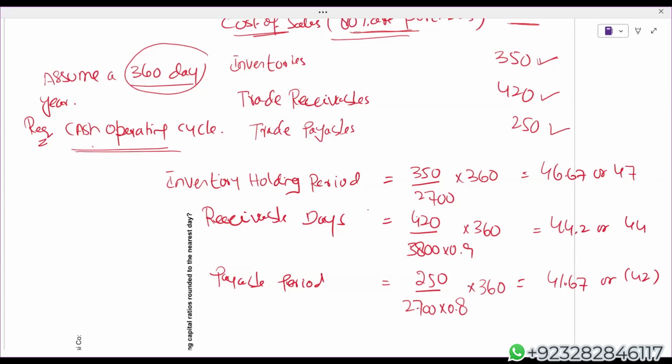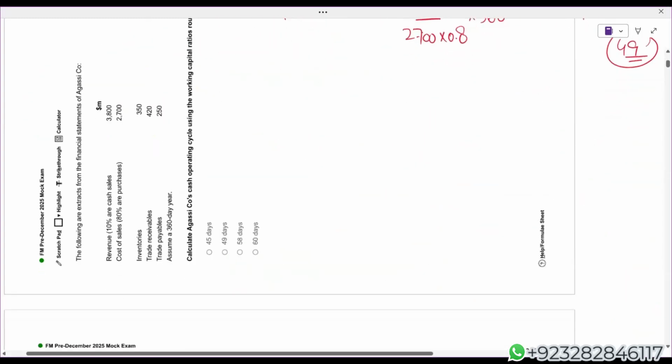So inventory days plus receivable days minus payable days, you will get cash operating cycle. Another name is working capital cycle. So 47 plus 44 minus 42. I'm getting 49 days. So the answer is 49 days. Question 1. Let's go to the second question.